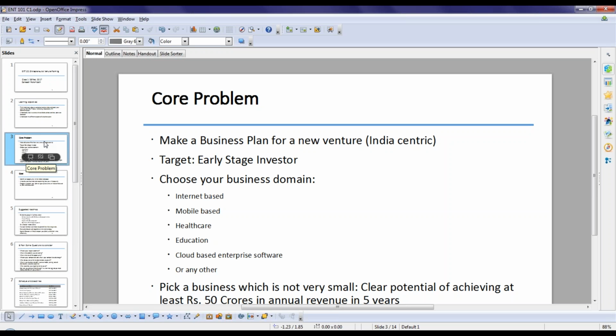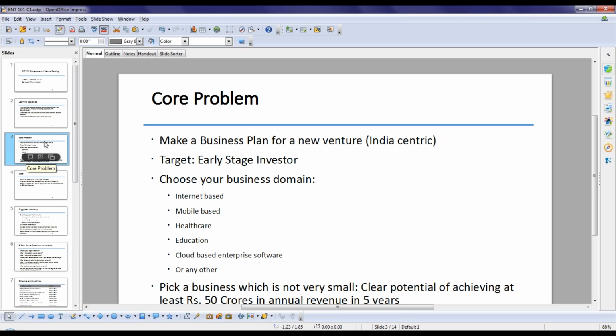This is a huge area, cloud-based enterprise software, wherein you provide some service on software as a service, like Google Docs or Zoho CRM, Salesforce CRM. So these are different cloud-based enterprise software. Or it can be any domain that you want. These are just some of the domains that we have listed which are popular these days, which investors, that is angel investors and VCs, are interested in these days. These are the hot domains that we have.